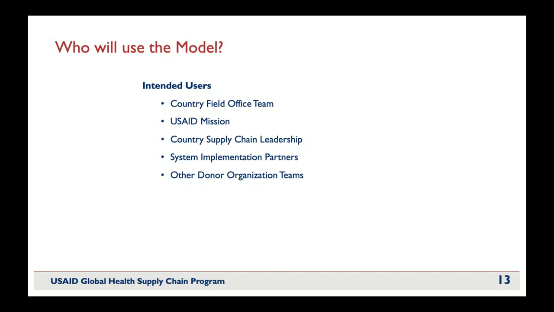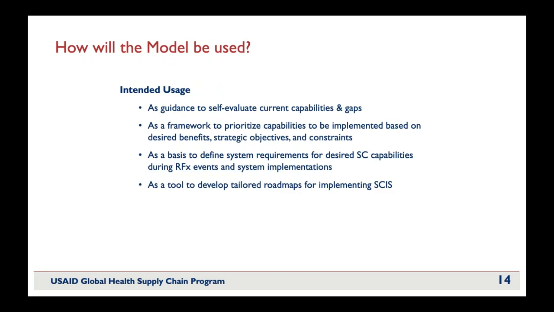Our idea was that this tool can be used by field office teams within the countries, procurement agencies that operate within these countries, or other donor organizations or system implementation partners, or even country supply chain leadership teams within ministries of health or USAID missions. This tool can not only be used for doing a rapid assessment of where they stand in terms of supply chain information systems, but it could also be used for defining the requirements for events like a request for proposal or request for information when they are looking at new systems for these supply chain areas.